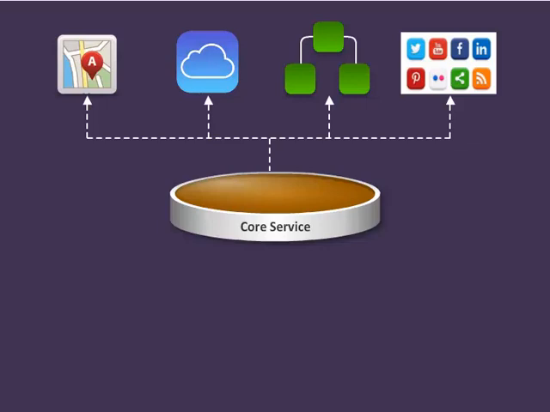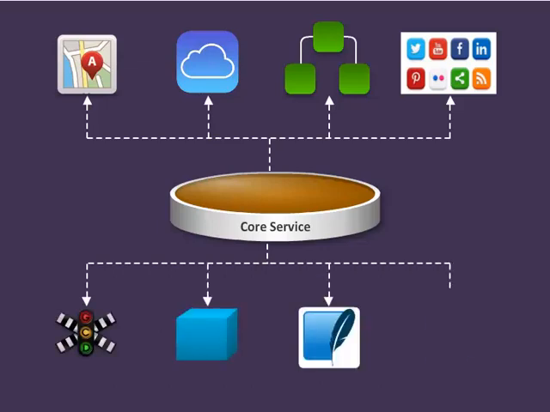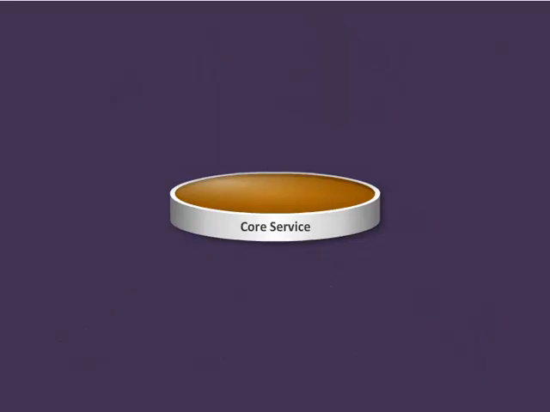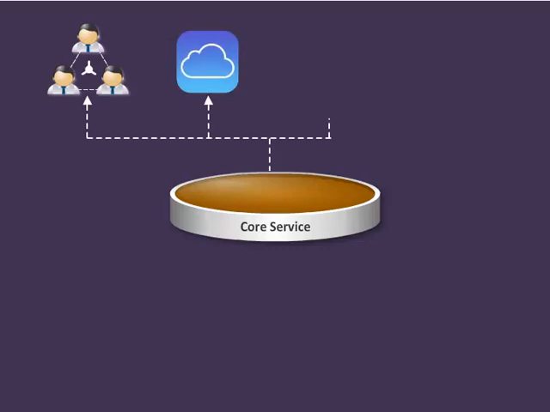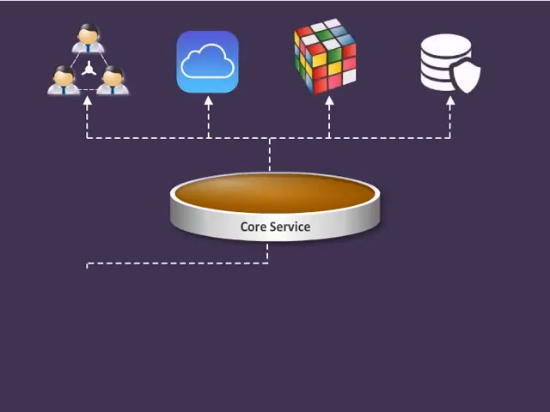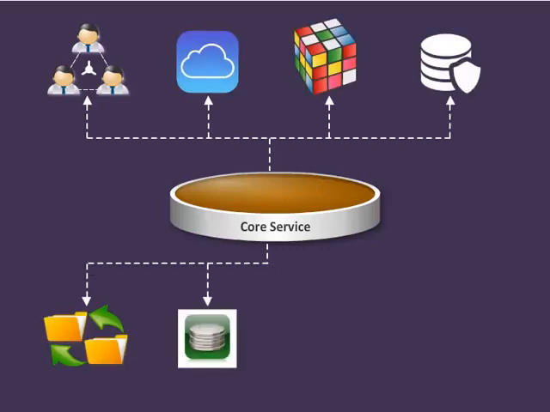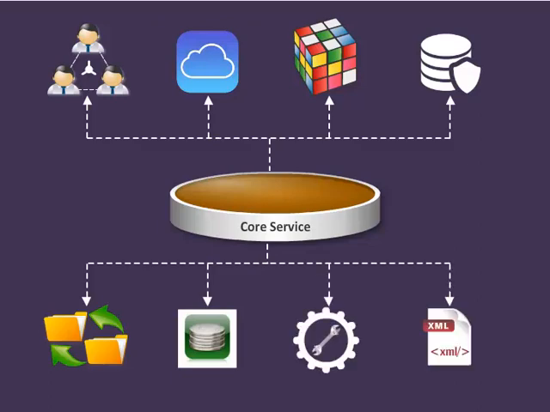In addition to this, the Core Service layer also encompasses other APIs, including Grand Central Dispatch, Blocks, services, and web services. Some of the high-level features that the Core Service layer includes are peer-to-peer, iCloud storage, block objects, data protection, file sharing support, in-app purchase, SQLite, and XML support.